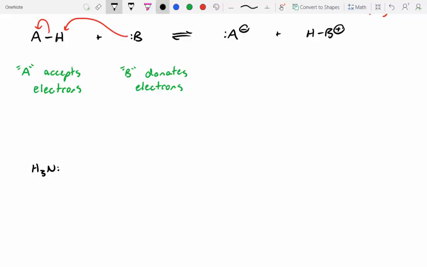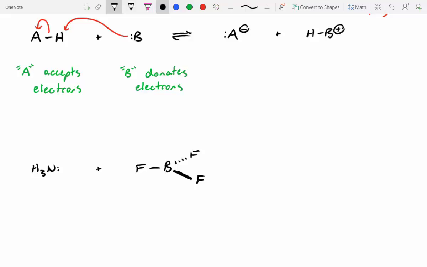I've got ammonia, and I've got boron trifluoride. I'm going to draw it kind of in the plane, so that fluorine with the dash is going into the board, the one coming off the wedge is coming out of the board. If we think about the hybridization of this boron, what's the hybridization?